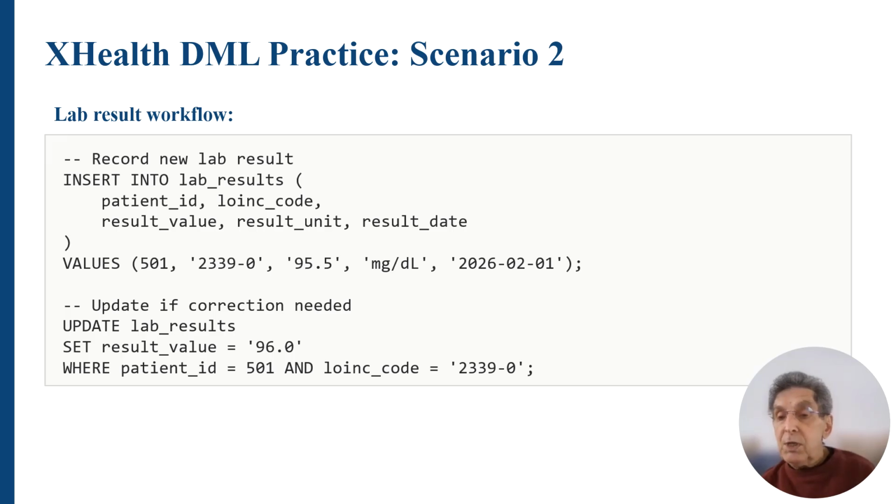Lab corrections are significant events that may require additional documentation for regulatory compliance. Some systems create an entirely new record and mark the original as superseded rather than modifying it in place. And the approach depends on your organization's policies and sometimes regulatory requirements.